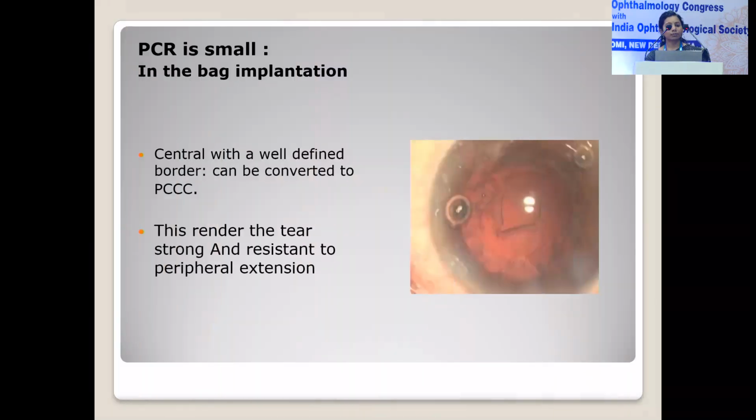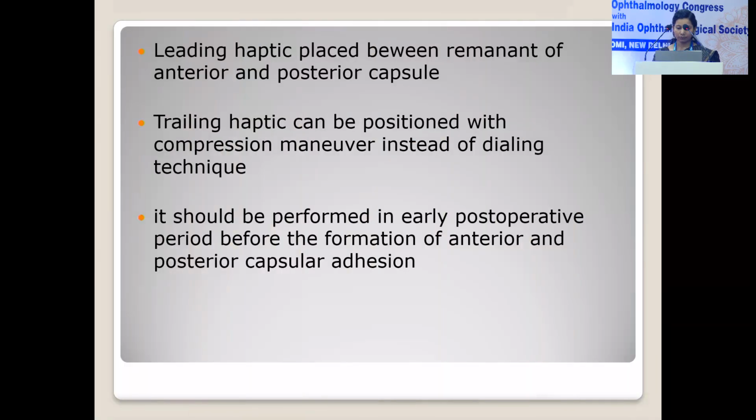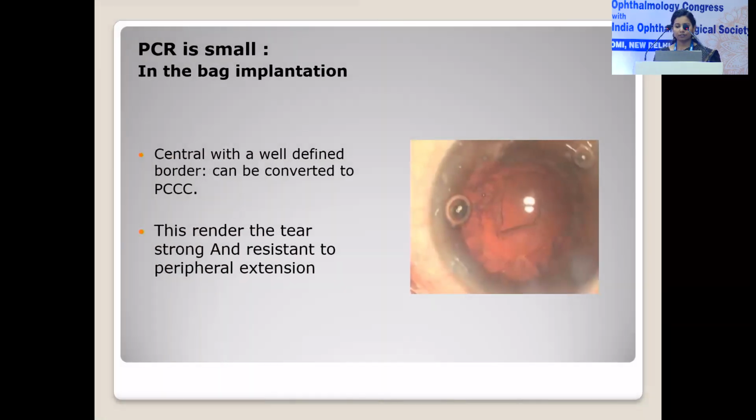So if the posterior capsular rent is small, in the bag implantation is always a preferred option. If it is central with a well-defined border, try to convert it into a posterior capsulorhexis. That will make the tear strong and resistant to peripheral extension. Then the leading haptic is first placed between the remnant of anterior and posterior capsule, and the trailing haptic is then placed with the help of a compression maneuver. One thing should be kept in mind: in the bag implantation should be performed in the early postoperative period, before the formation of anterior and posterior capsular adhesions.